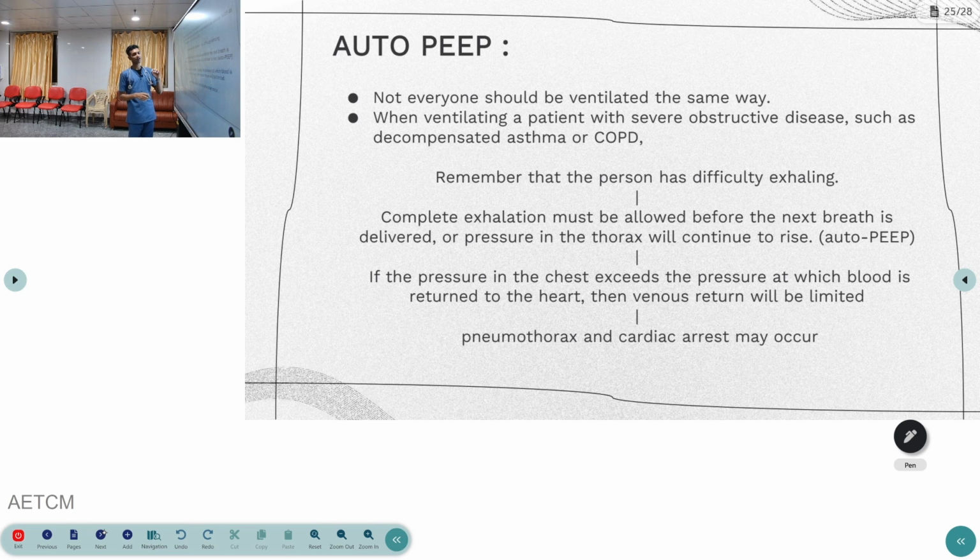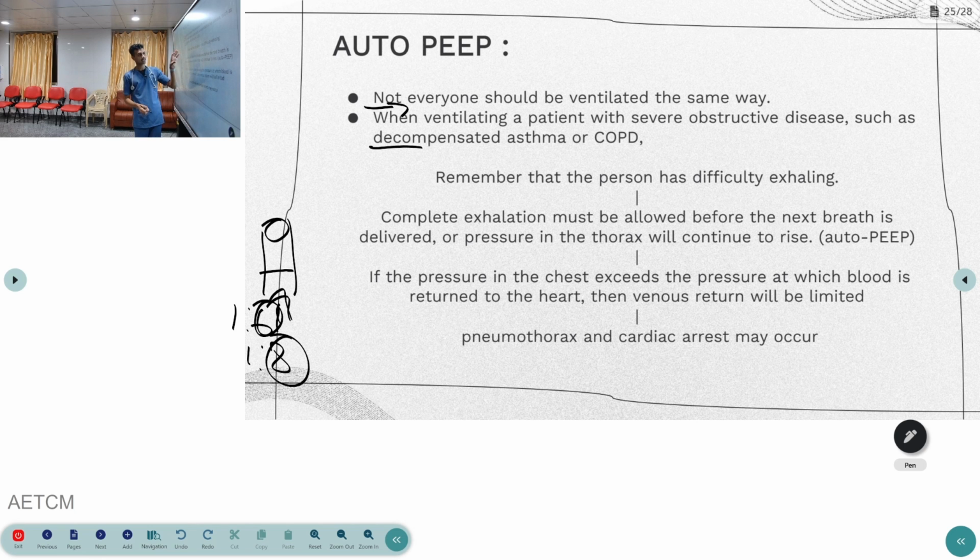And then the other entity is auto PEEP. We talked about the hypoxic drive; now auto PEEP. Not everyone should be ventilated the same way. When ventilating a person with severe obstructive disease like decompensated asthma or COPD, we should remember that the person already has difficulty in exhaling because of pinching of the airway, a narrow lumen, so it takes a prolonged time. We said like 1:6, 1:8, so the person takes 6 to 8 seconds to exhale the air. So he has difficulty in exhaling.